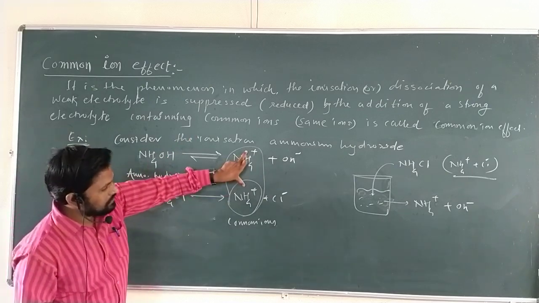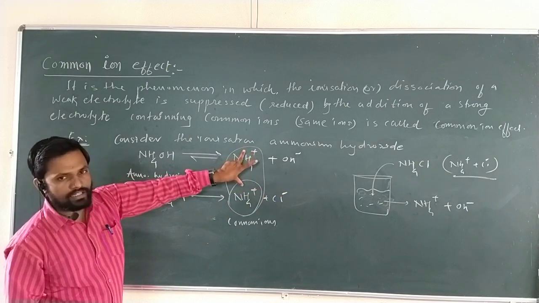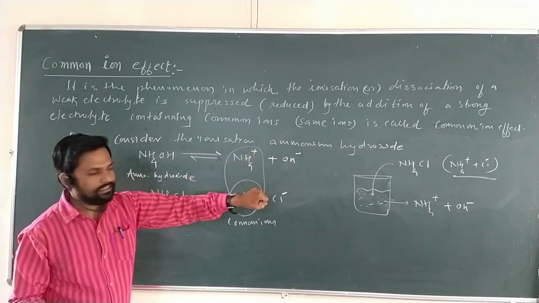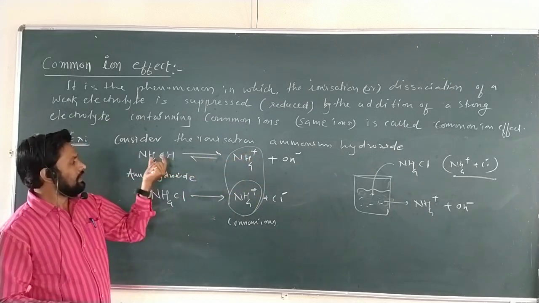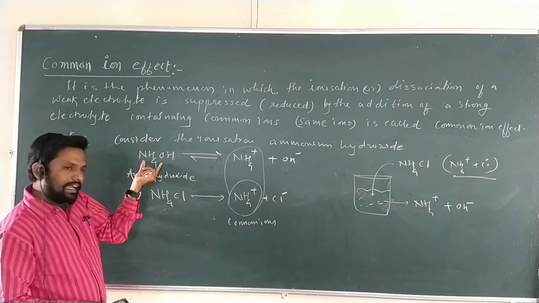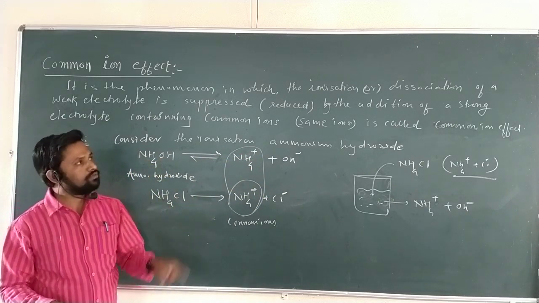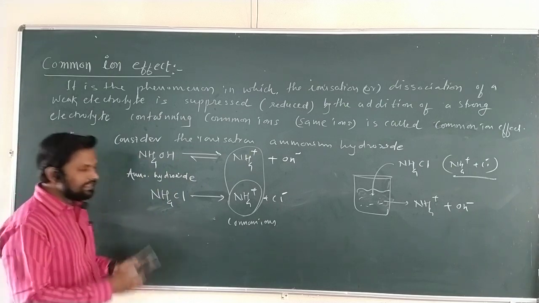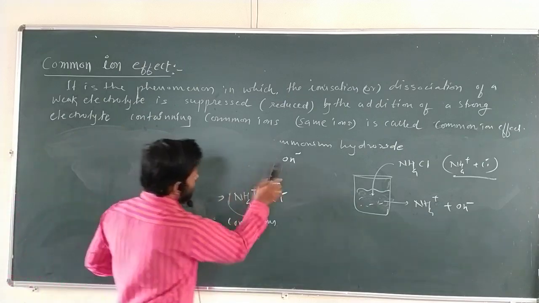Due to the increase in the concentration of common ions in a solution, the same ions, what happens? One of the ions' concentration increases. Therefore, the equilibrium is shifted towards the left-hand side. It means the ionization of the weak electrolyte which is decreased, suppressed, is known as the common ion effect. Now, why is it used? Applications. Let us see the applications.